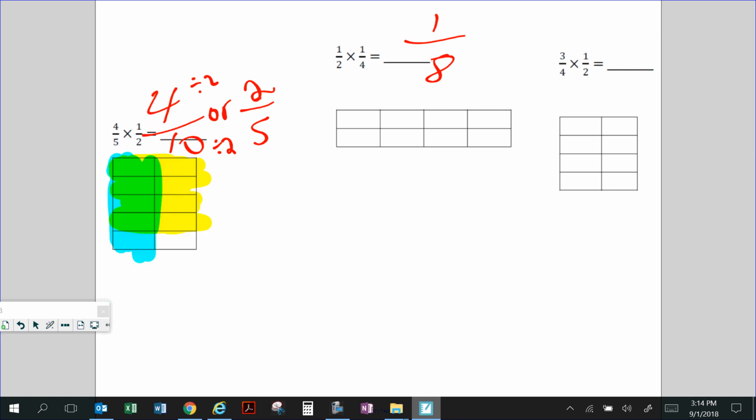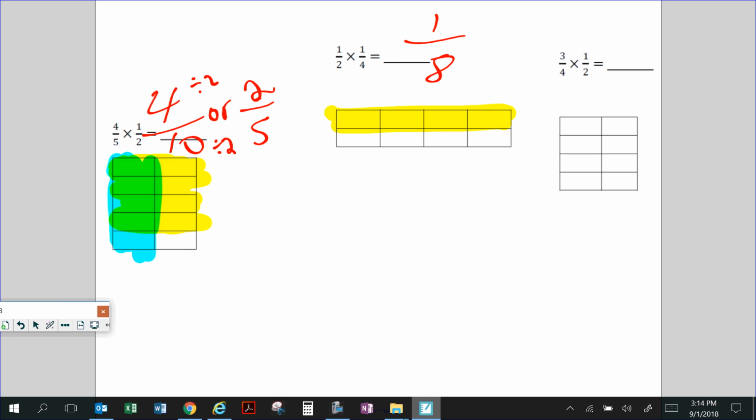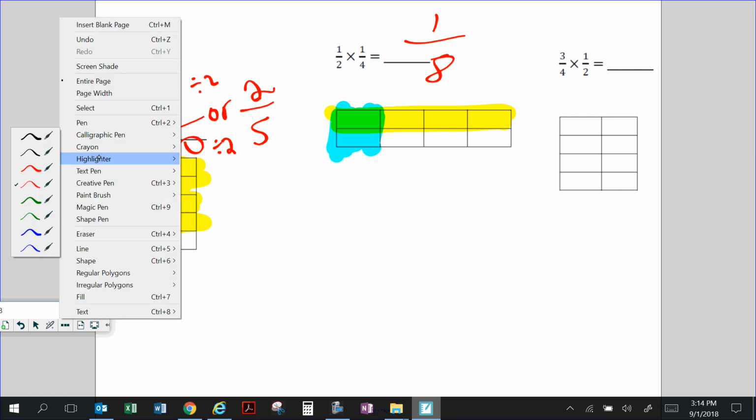So I shaded one of the two rows, half of it. Then I shaded one of the four columns. And what fraction here overlaps? 1/8. Hey, it does work. Anybody want to make a prediction in the next one? Because someone will make a correct prediction.